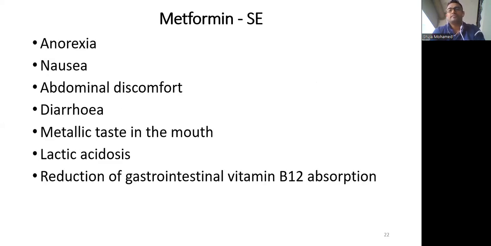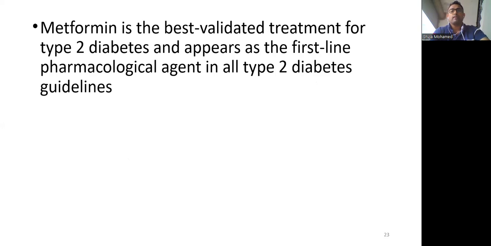Any drug has side effects. Mainly metformin has GIT side effects: anorexia, nausea, abdominal discomfort, diarrhea, metallic taste in the mouth, and rarely lactic acidosis. It's the best drug to start as a first line.